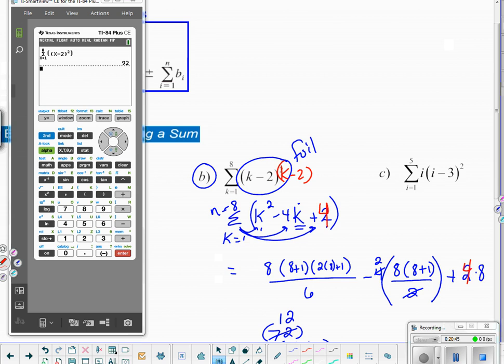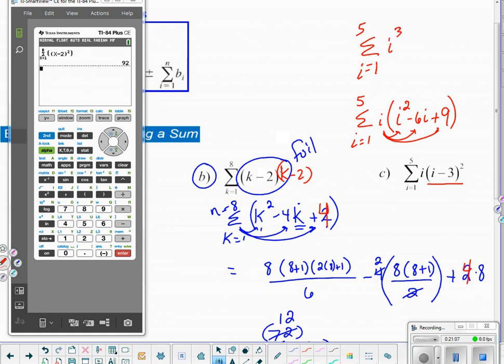All we need to do is expand this, but let's expand that carefully so I don't make that silly mistake I just did. I'm going to hold off on that first I. The expansion would be I squared minus 6I plus 9, how about? And then I would send the I through, and we'd have a summation from 1 to 5 of I cubed minus 6I squared plus 9I. And we want all that.